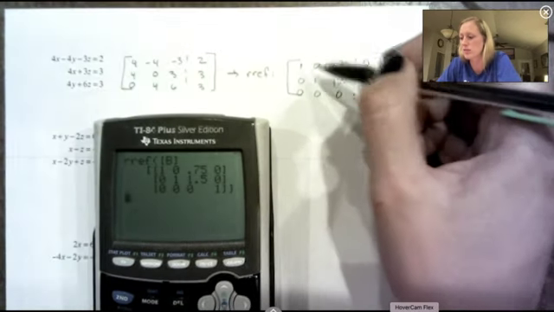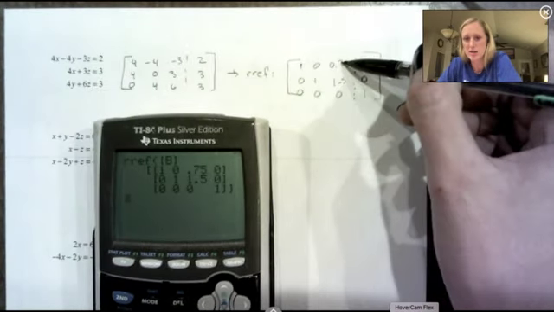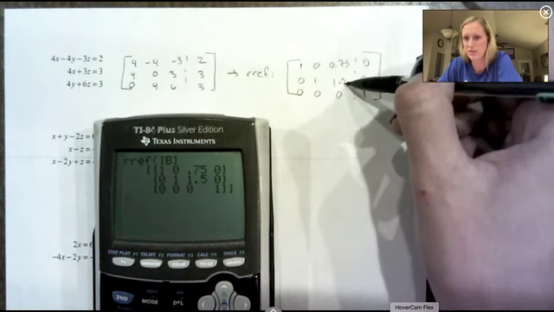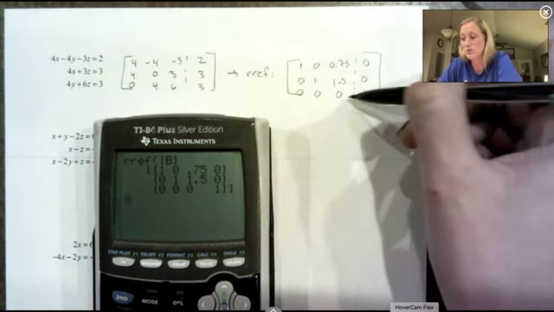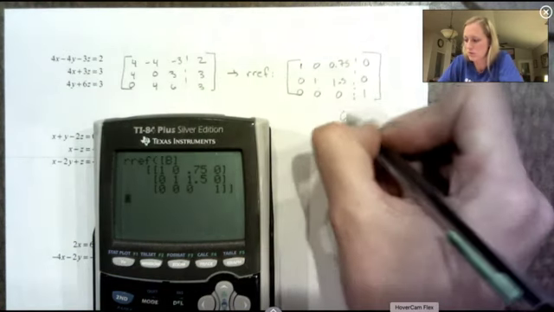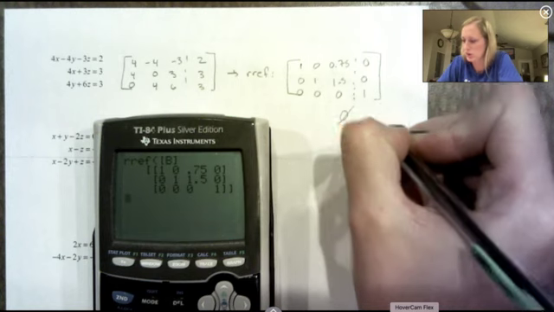So another way to think about this: 1x plus 0.75z equals 0, possible. 1y plus 1.5z equals 0. 0z equals 1. So 0 not equal to 1. So this is no solutions.